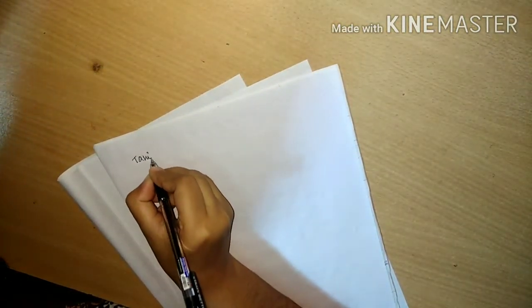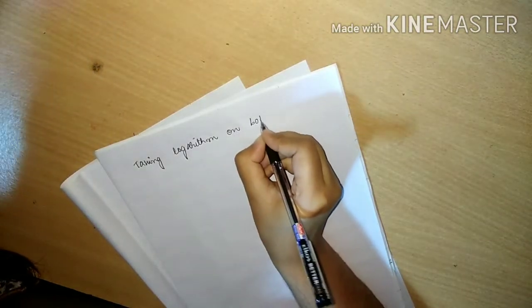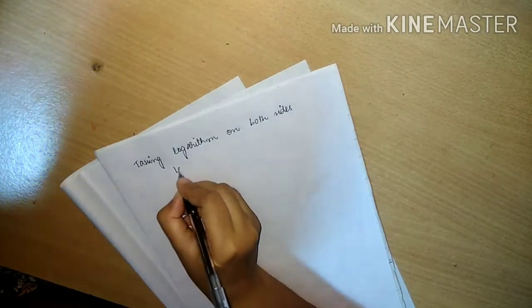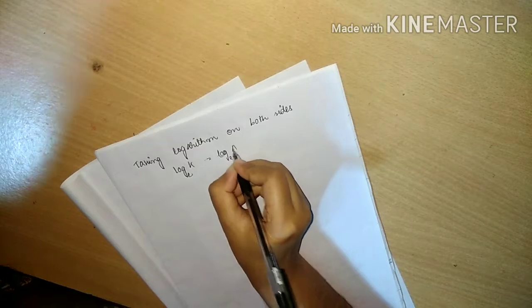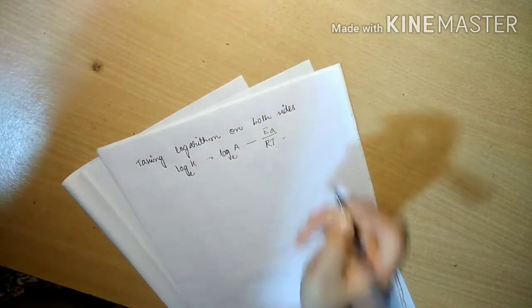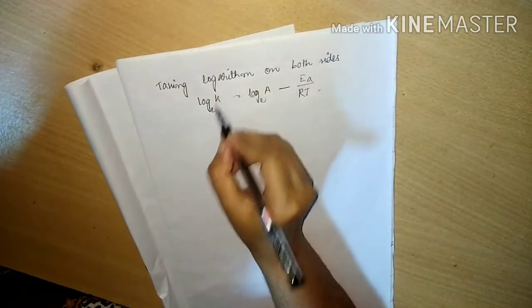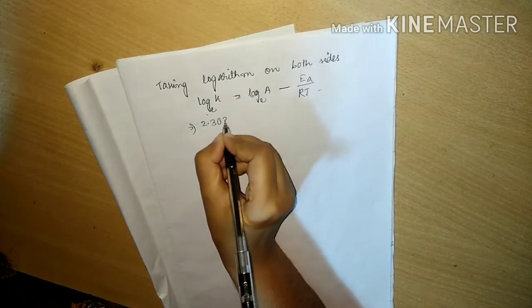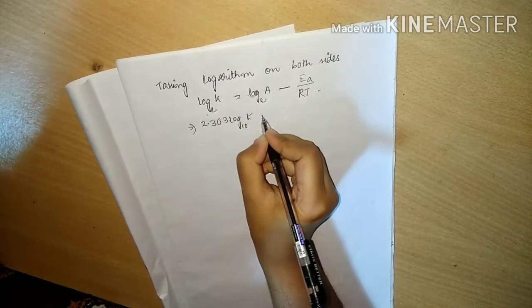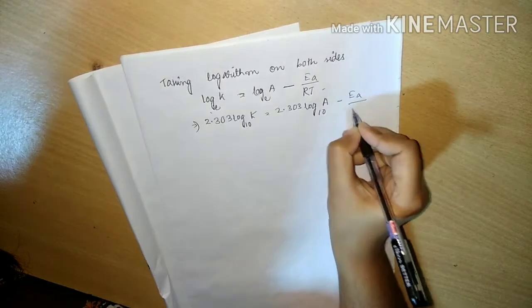From this, taking logarithm on both sides, we get log of K equals log of A minus EA by RT. In the earlier equation K equals A e to the power minus EA by RT, I have taken log. Log of base e equals 2.303 times log of base 10, so 2.303 log K equals 2.303 log A minus EA by RT.